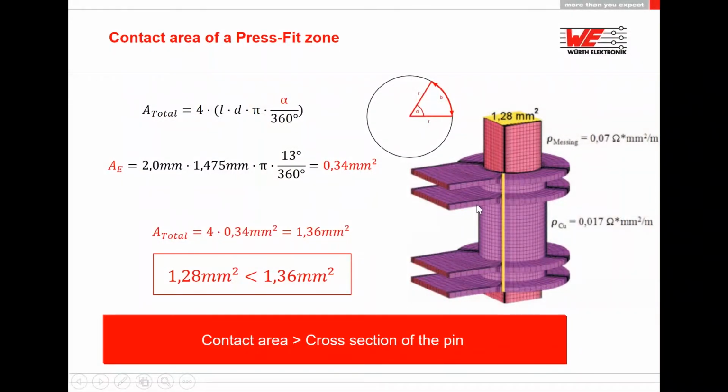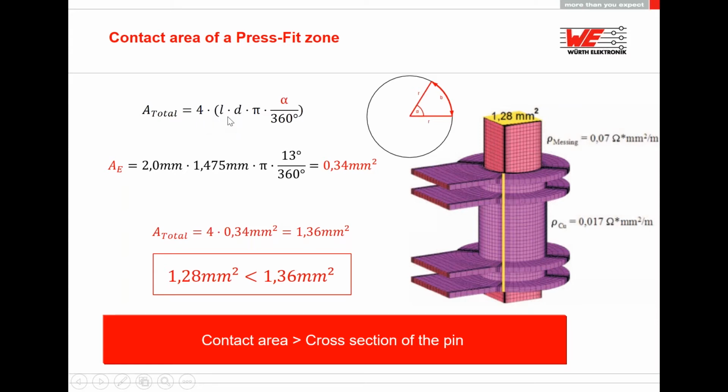Here is a quite simple formula that we can use for the calculation, and we have the angle. We already measured the angle. We have the P, we know the P. We have the diameter. We know the diameter because we specify the diameter of the via. We have L, it's the thickness of the PCB. And we have 4 because we have 4 corners.